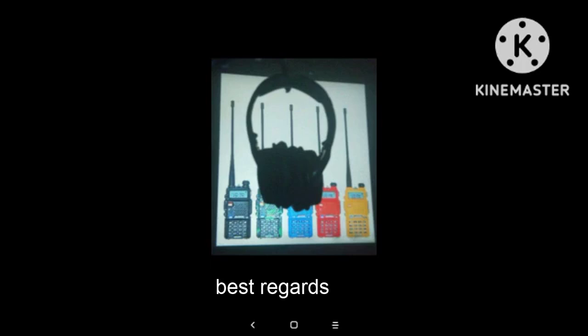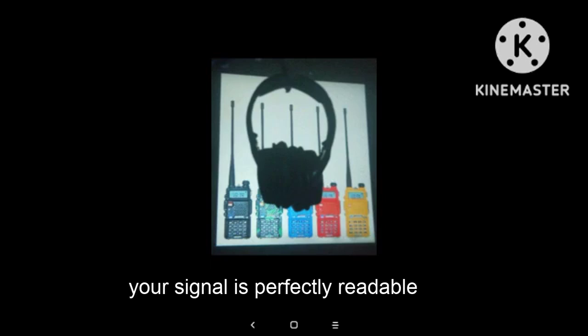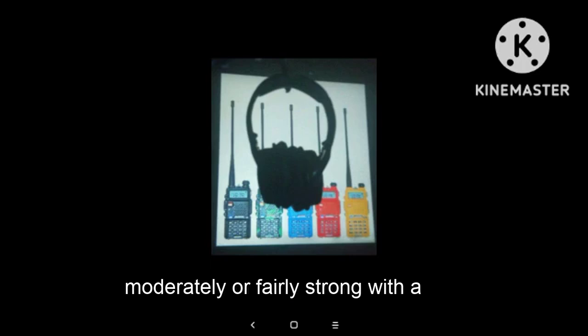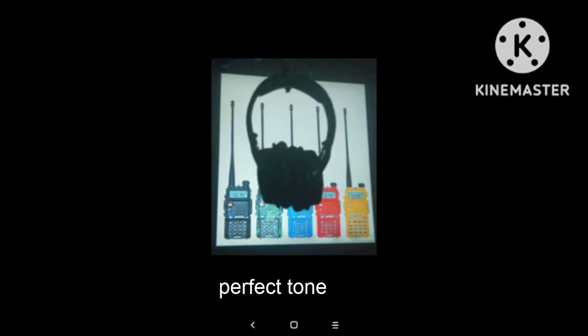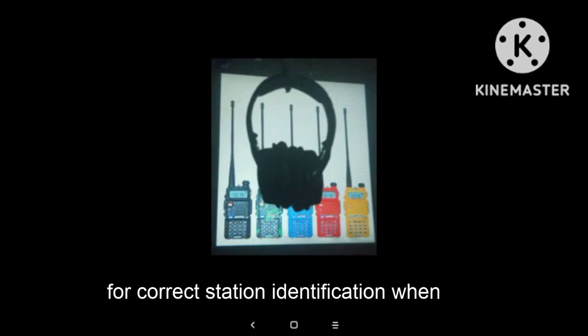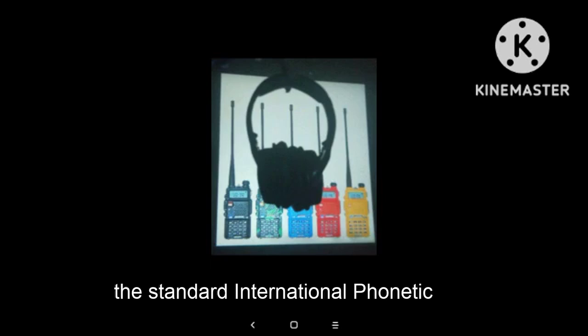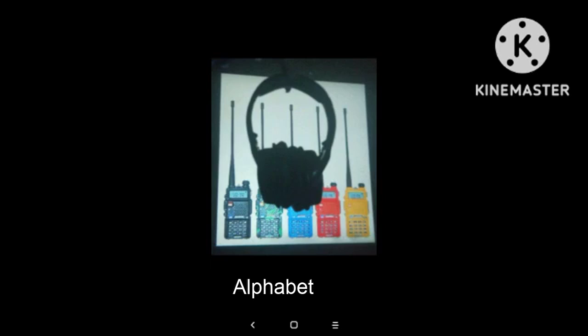Number 37. What is the meaning of the term 73? Best regards. Number 38. What does RST 579 mean in Morse code contact? Your signal is perfectly readable, moderately or fairly strong, with a perfect tone. Number 39. What can you use as an aid for correct station identification when using phone? The Standard International Phonetic Alphabet.